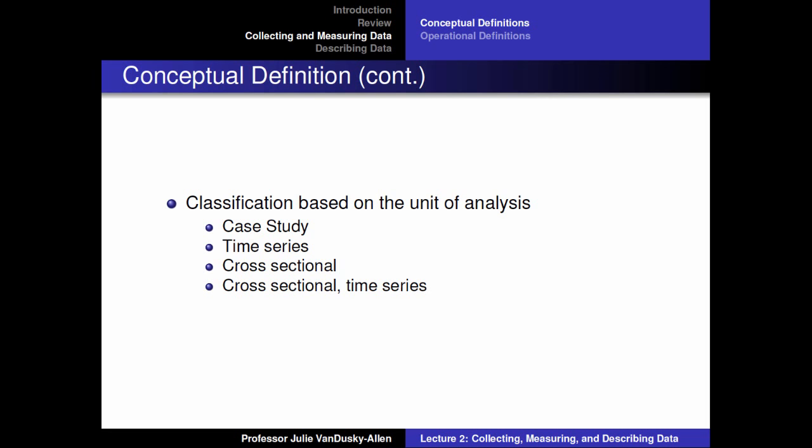If we only have one subject over multiple time periods with multiple observations, we would have a time series data set. If we have multiple subjects in one time period with only one observation, we would have a cross-sectional data set. If we had multiple subjects in multiple time periods with multiple observations, we would have a cross-sectional time series data set.